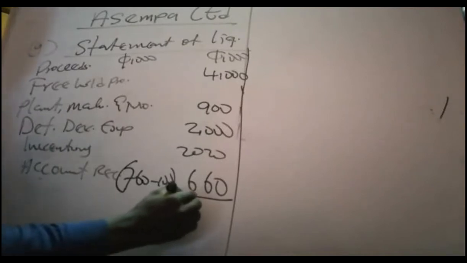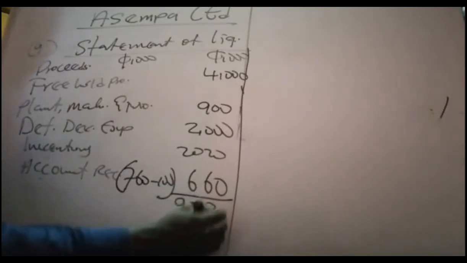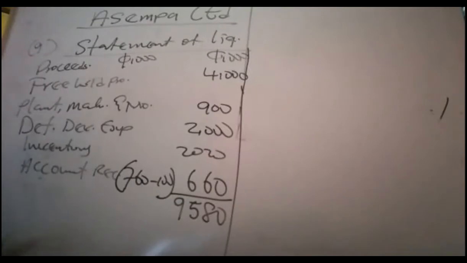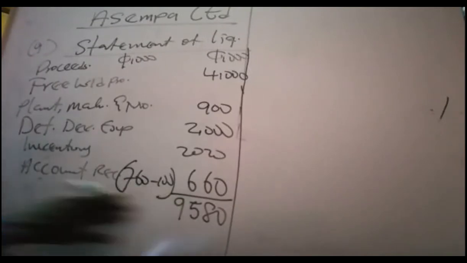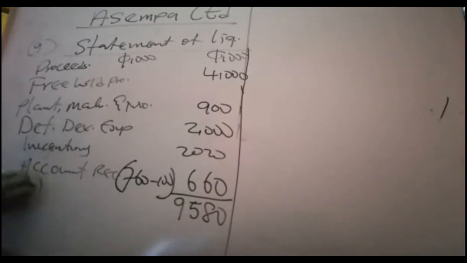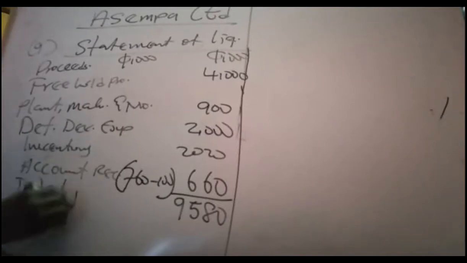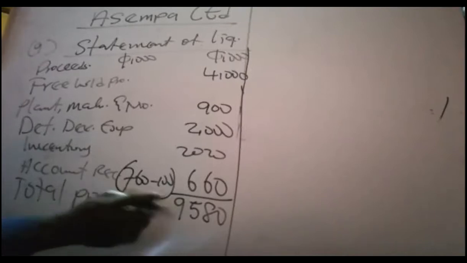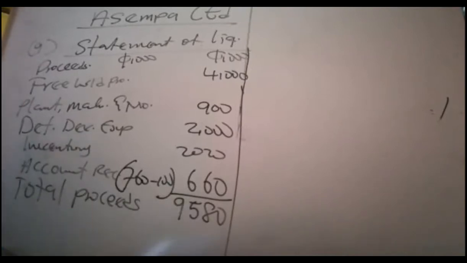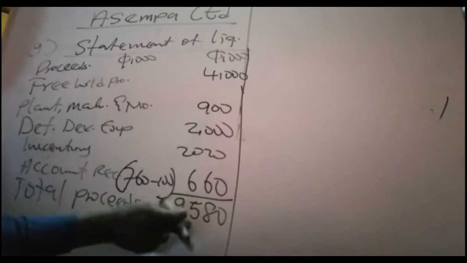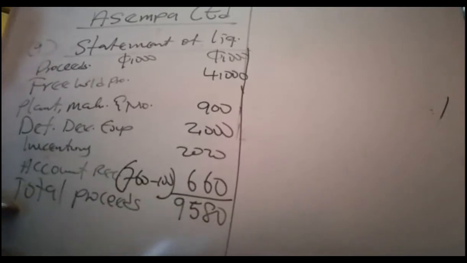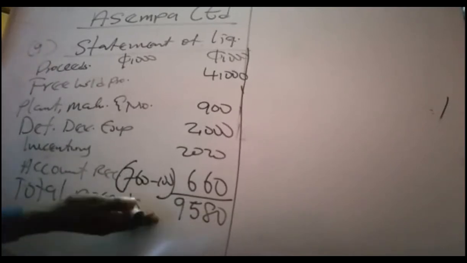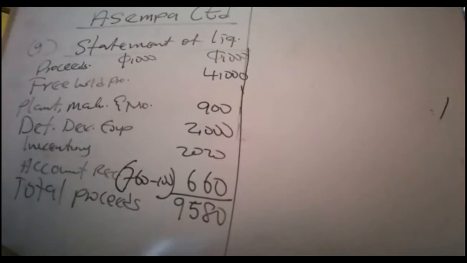Perfect. So 9,580. Write it down. If you do have time, name it as the total proceeds. If you don't have time, leave it. What we are looking for is the figure getting correct. If this figure is wrong and you write nicely, it's wrong. That's the truth.